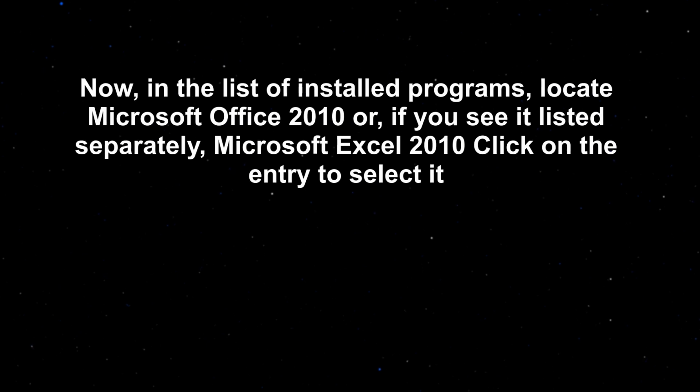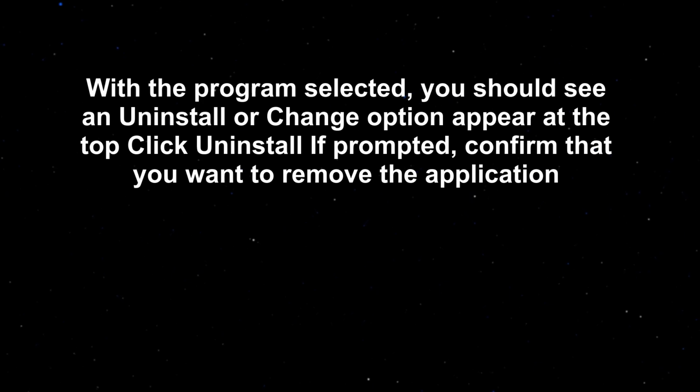Click on it. Now, in the list of installed programs, locate Microsoft Office 2010, or, if you see it listed separately, Microsoft Excel 2010. Click on the entry to select it. With the program selected, you should see an Uninstall or Change option appear at the top. Click Uninstall. If prompted, confirm that you want to remove the application.